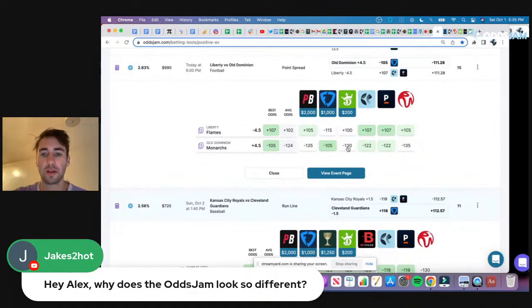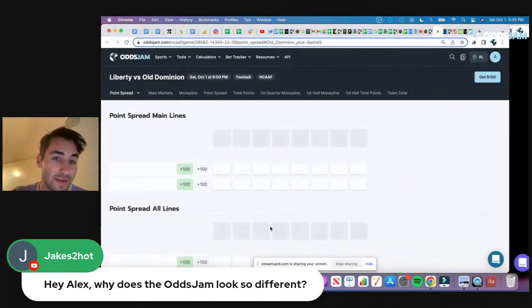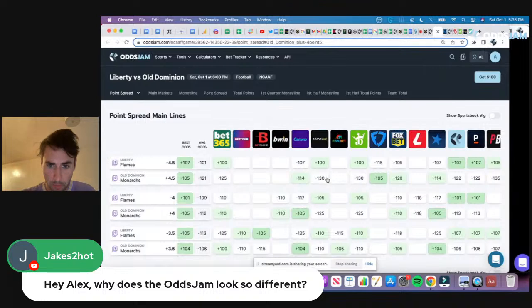DraftKings minus 130. Pinnacle minus 122. Every sportsbook is telling you this bet should be a heavy favorite, right? FanDuel is kind of like that one sportsbook that's just way off from everybody else. They actually have ODU plus 4.5 as the underdog.